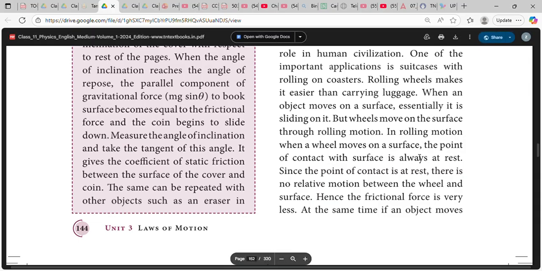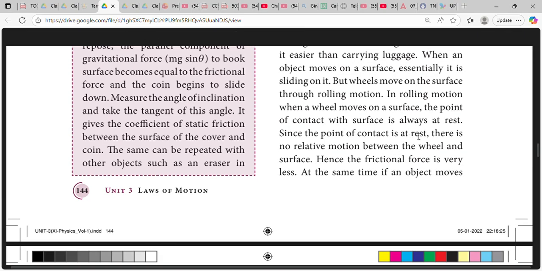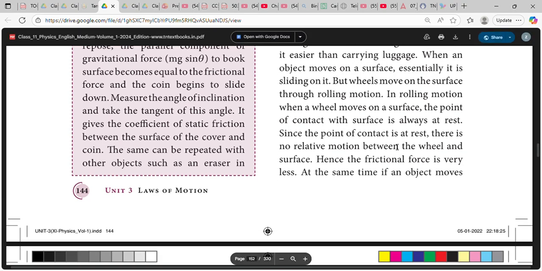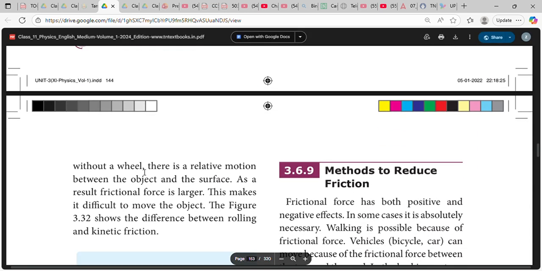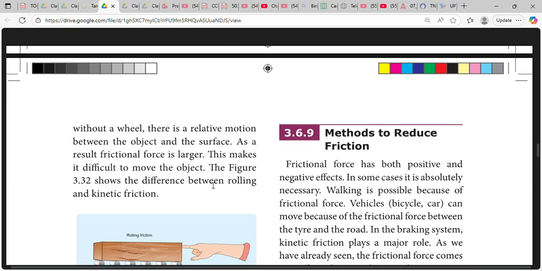In rolling motion, when a wheel moves on a surface, the point of contact with the surface is always at rest. Since the point of contact is at rest, there is no relative motion between the wheel and the surface. Hence, the frictional force is very small. At the same time, if an object moves without a wheel, there is relative motion between the object and the surface. As a result, the frictional force is larger. This makes it difficult to move the object.